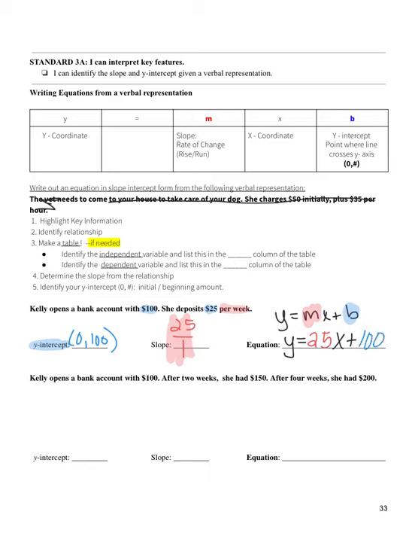So Kelly opens a bank account with $100. She deposits $25 per week. This equation, y equals 25x plus 100, represents this situation. All right, let's look at another one.